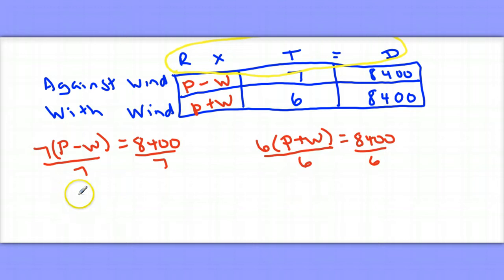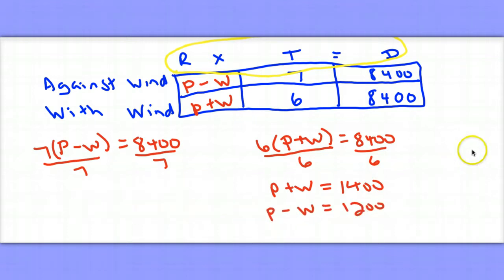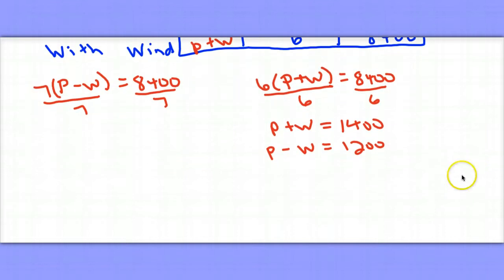This equation here is going to be P minus W equals 1,200, and this equation over here is going to be P plus W is equal to 1,400. And at this point, you might be saying, hey, this is kind of handy because we have plus W in the one equation and minus W in the other. So that means if we add the equations together, the W's will cancel.